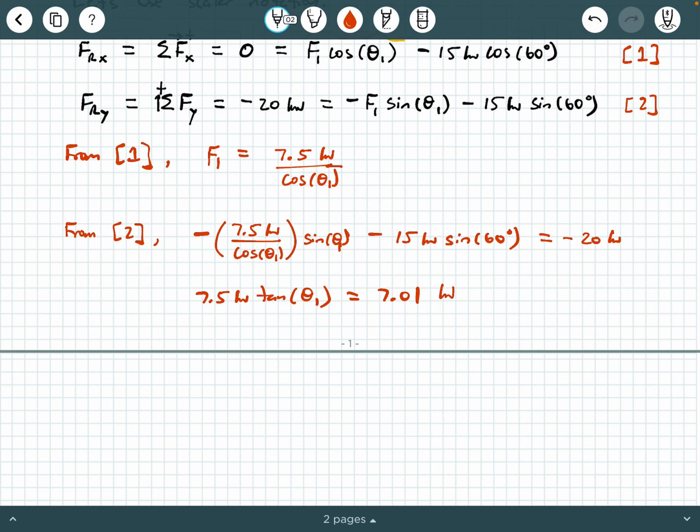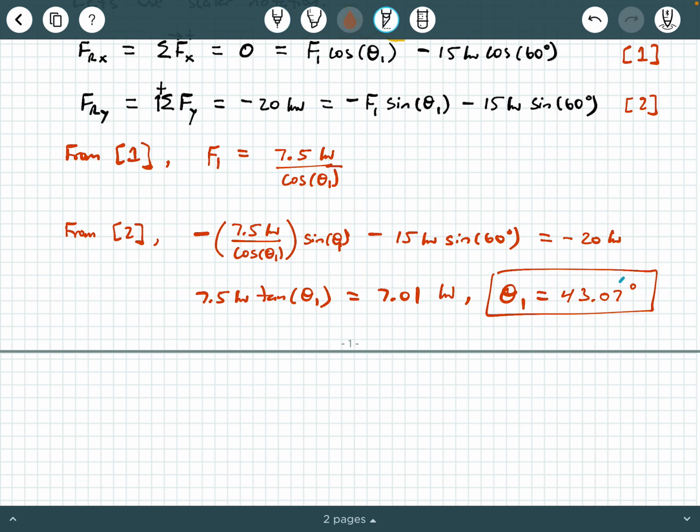So I can do some basic trigonometry here and solve for theta 1. I use an arctangent operation, and I'll get theta 1 equals 43.07 degrees. And that's part of my answer. You could round that to 43.1 degrees if you want 3 sig figs. Okay? Am I done? No, but almost.